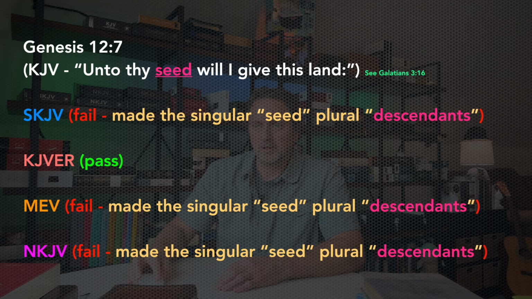Now, that note there, if you're wondering what's the problem with changing it to descendants, is because of what Paul says in Galatians 3:16. You can read it there. I'm not going to spell it out because my intention was not to defend any of these scriptures, but I just happened to find that defense there, and it's plausible. But anyway, let's move on.